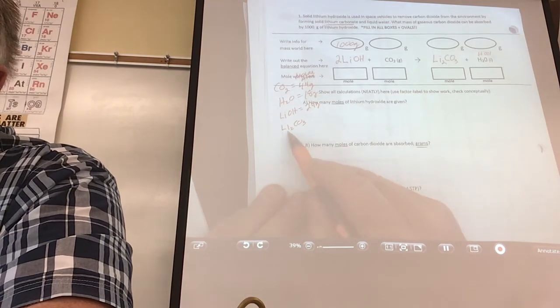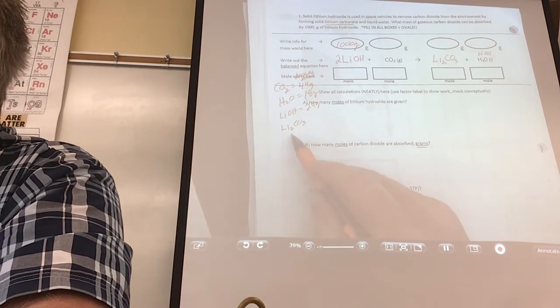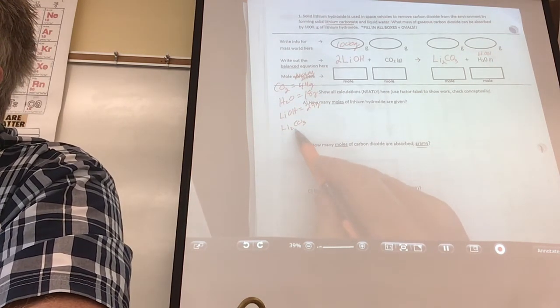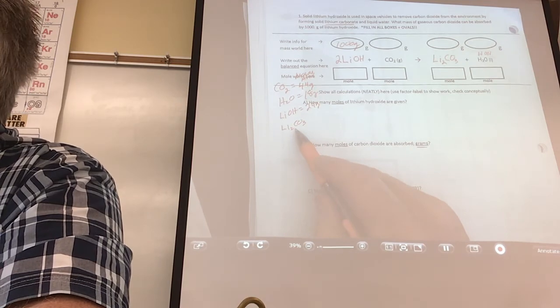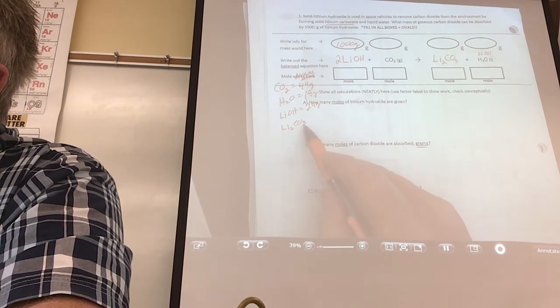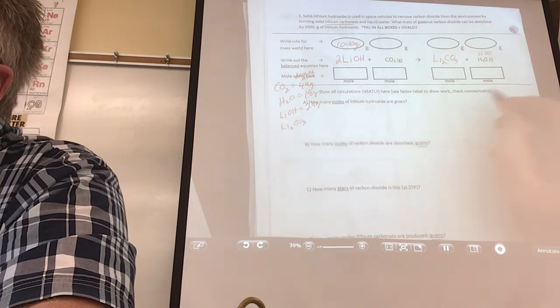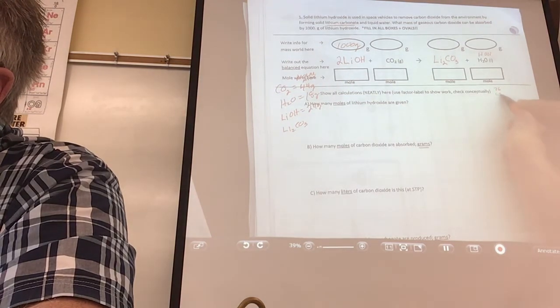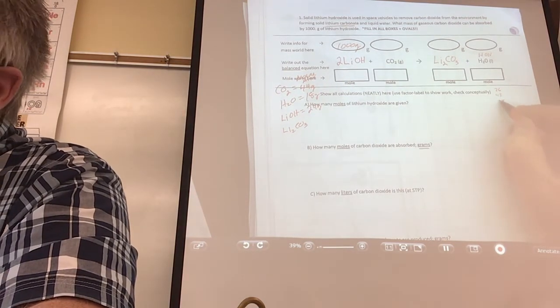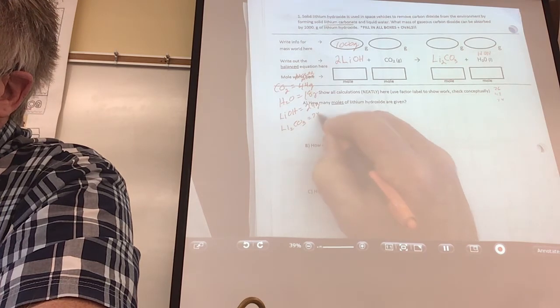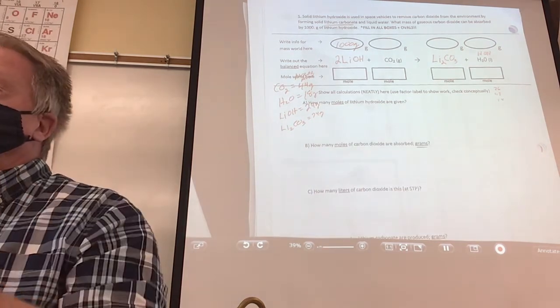All right. Lithium 7, 2 times 7 is 14. 14 plus 12, 26. And this is 48, isn't it? 3 times 16? What did I say, 26 and 48? Is that what I said? Yeah. 74, is that right? Okay, now they have molar masses.